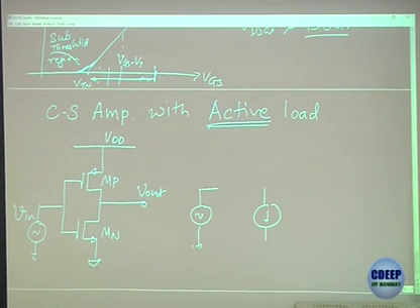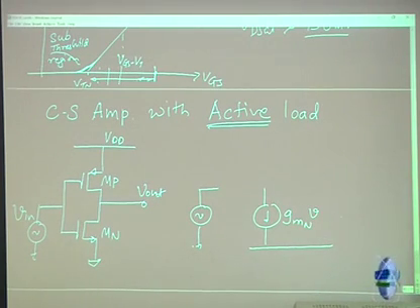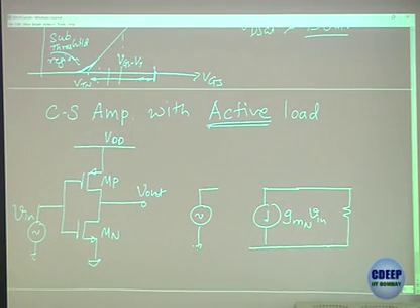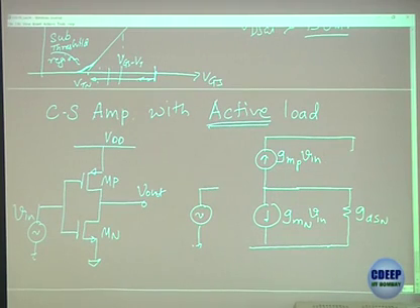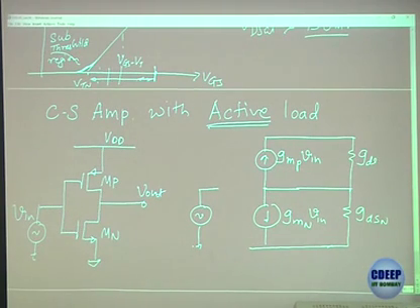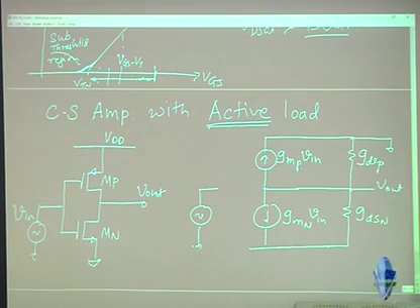We will have a GMN, VN, and you will have GDSN. And then on the top, you will also see GMP, VN, and GDSP. And this will be grounded. The VDD we ground for small signal analysis, and this would be our V out. Is this part clear? How I got here?